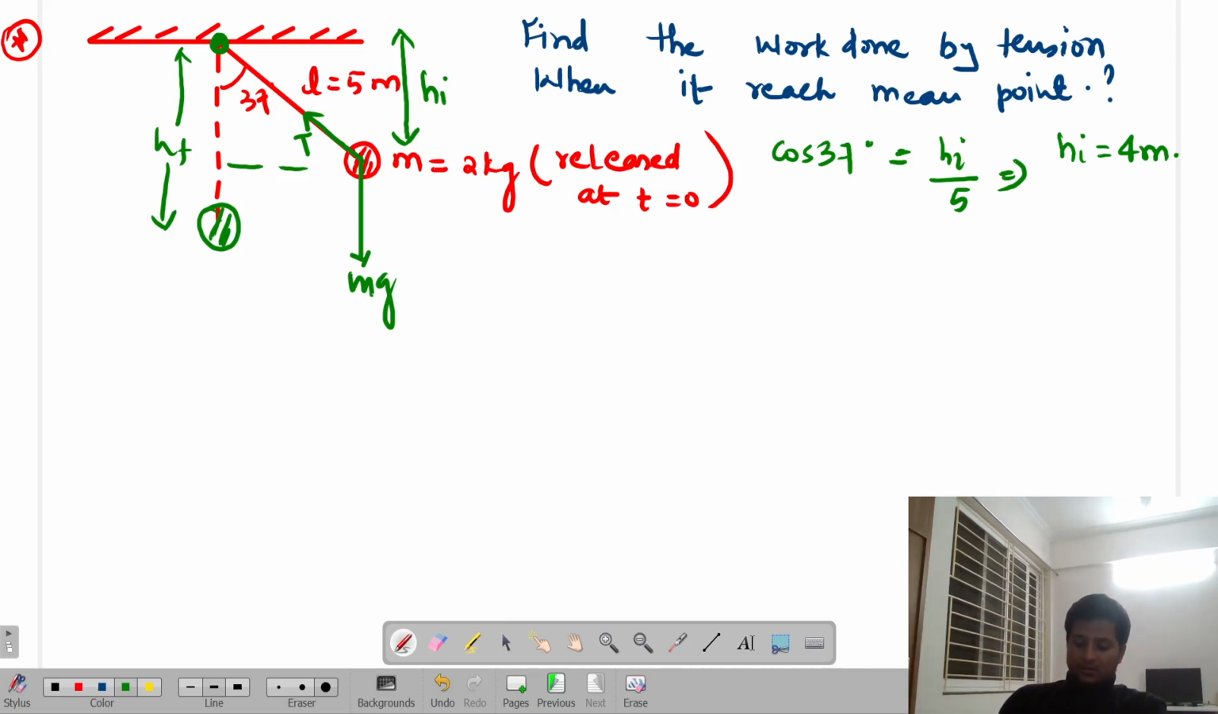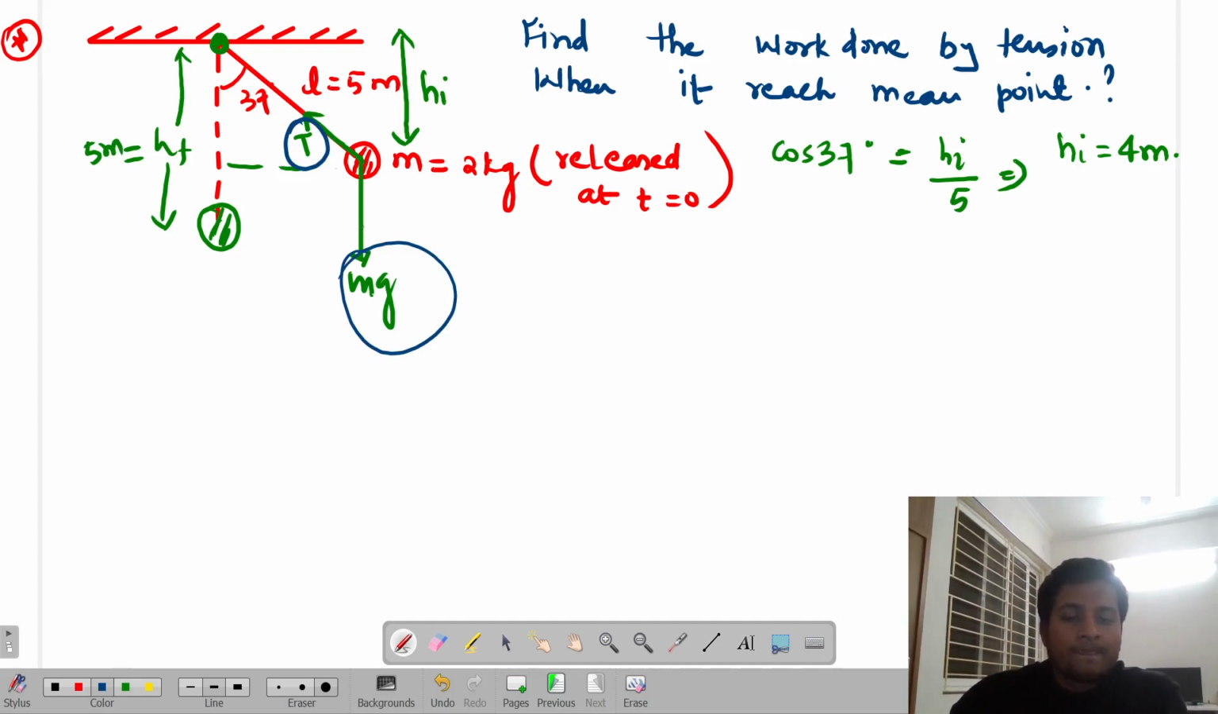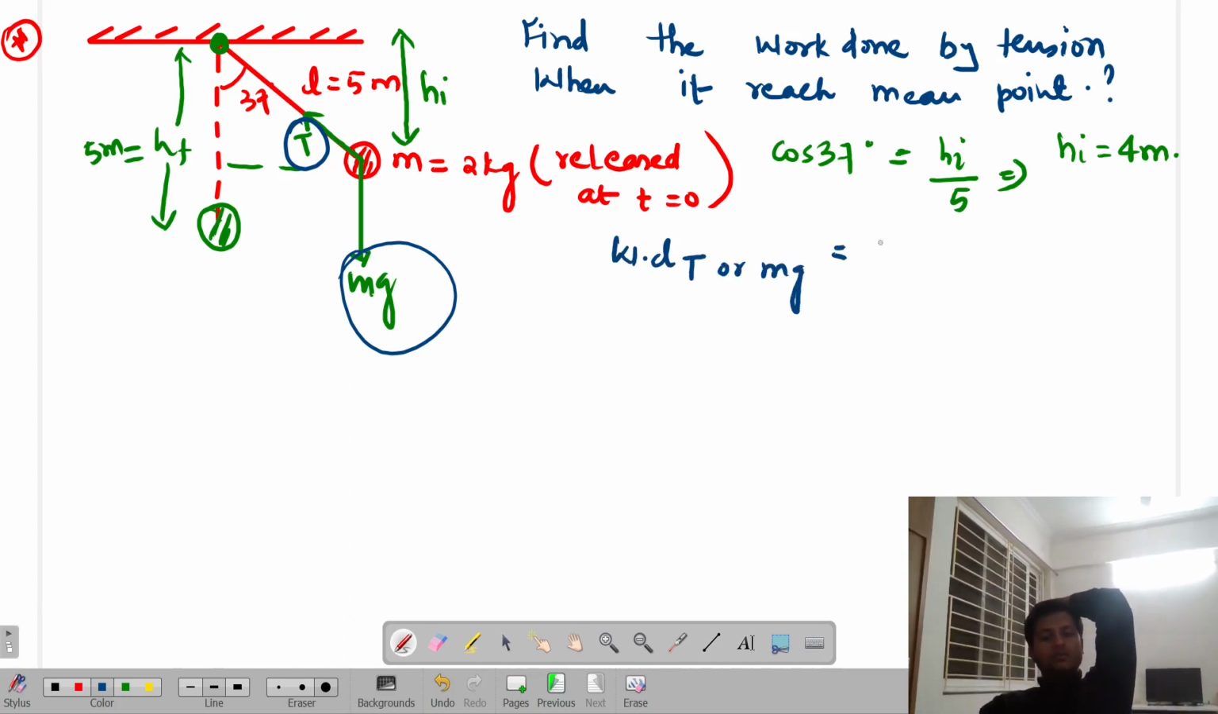Is that clear? If I got my initial height as 4 meters, the final height is becoming how much? 5 meters. And again I look over these forces. This is my tension and this is my mg, or not? Both are which kind of force? Conservative force, isn't it? Work done by any conservative force like tension T or mg will be the negative of the change in potential energy of the system. How much is that? Minus of P final minus P initial.